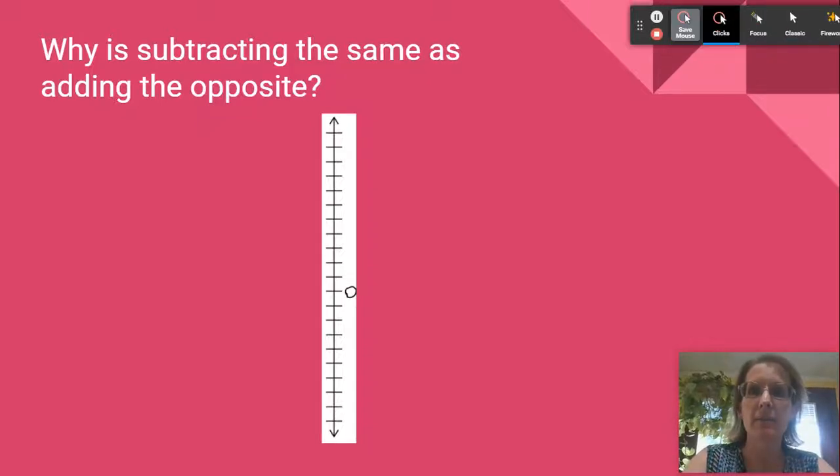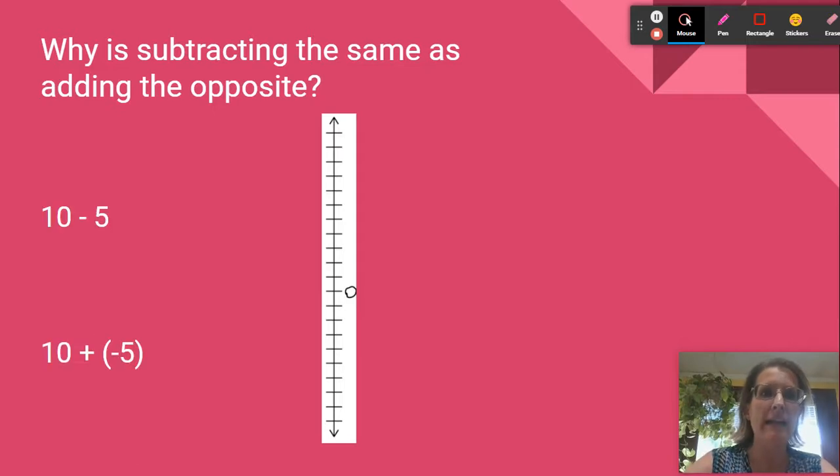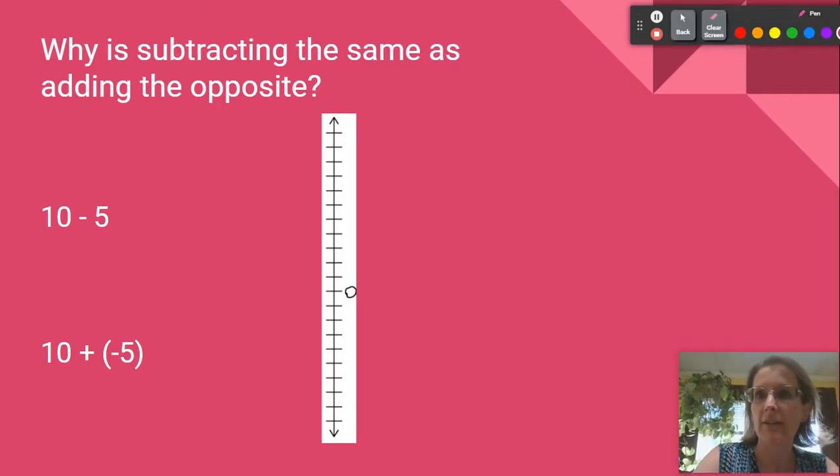Here's another example to show you why subtracting is the same thing as adding the opposite. So if I have 10 minus 5, you guys already know this. 10 minus 5 is 5. Let me get a color that will show up.